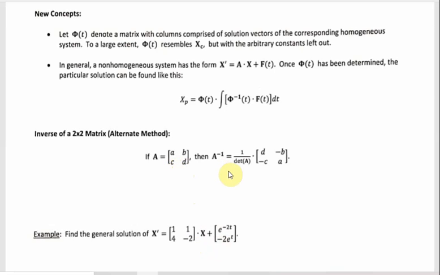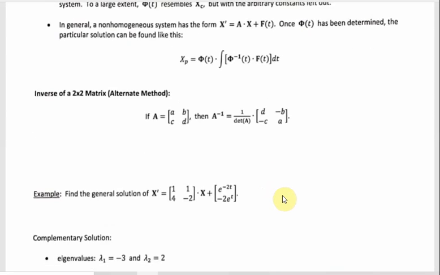But with a 2x2, you can also do this, where if A is just some generic 2x2 matrix with entries a, b, c, d, then A inverse is 1 over the determinant of A times this matrix over here, which kind of looks like A, except that a and d have been interchanged, and then b and c are negated. So for a 2x2 matrix that is usually the faster way of getting the inverse. You don't have to do it that way, but a lot of times it is a little quicker.